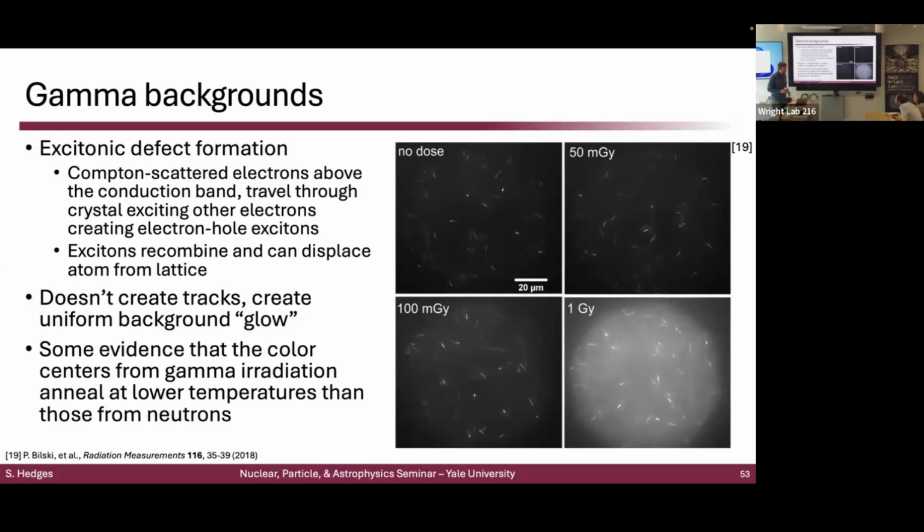Can I ask, what limits you from just fluorescing these things? Do they bleach or something? If you find them, can you go back with a confocal and see every single color center? Yeah, so bleaching is a material dependent property, and you can bleach these. Lithium fluoride is relatively stable to bleaching, diamond even more so. So yes, you can image the same region multiple times.